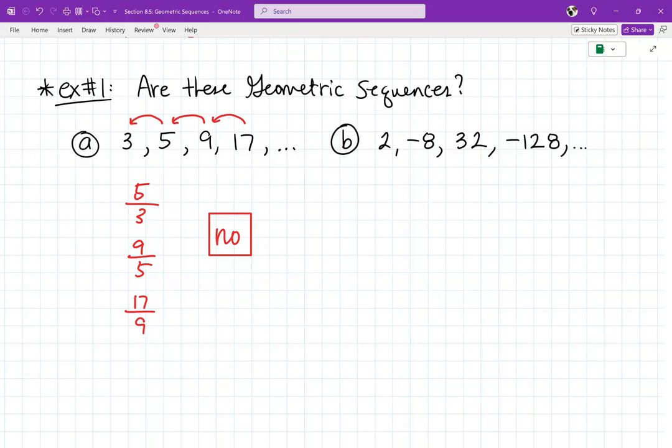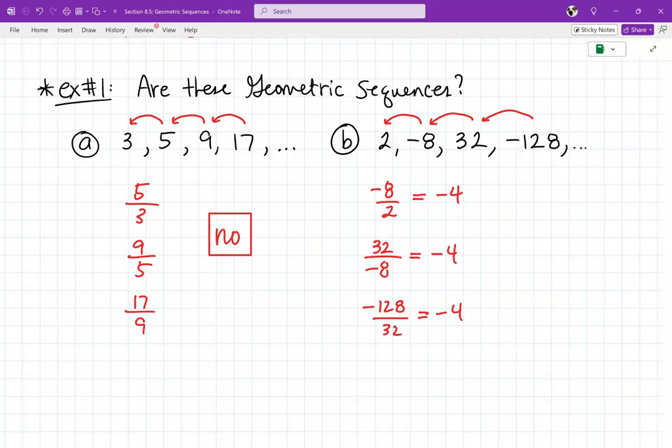So let's try doing the next one here. So I have 2, -8, 32, -128. I'm going to divide like this. -8 divided by 2, well, that's -4. 32 divided by -8 is -4. -128 divided by 32 is also -4. So do I have a common ratio? Yes, it's always -4. R is -4. So this is a yes.